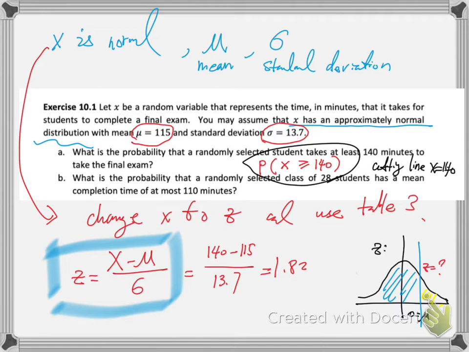Now in question A, we have the inequality X greater than or equal to 140. We translate that to the picture of Z, so it's the same direction of inequality, but 140 changes to 1.82. Now we can use table 3 to find this probability number. Let's finish this calculation on top of this page.